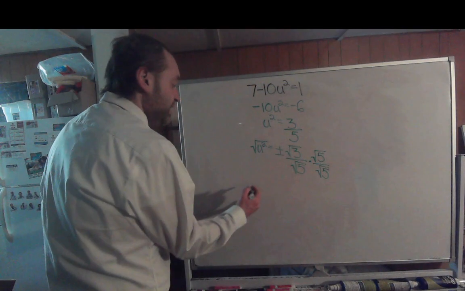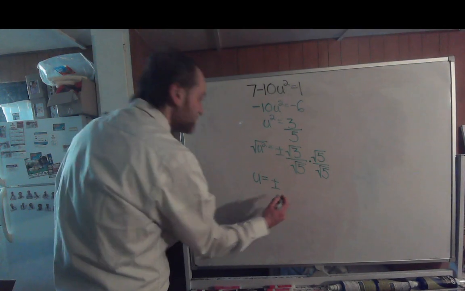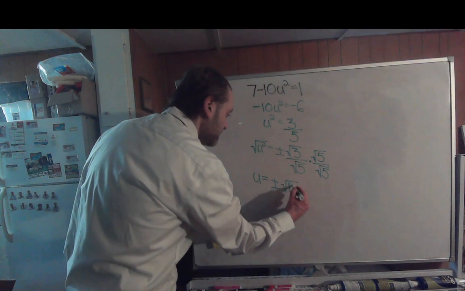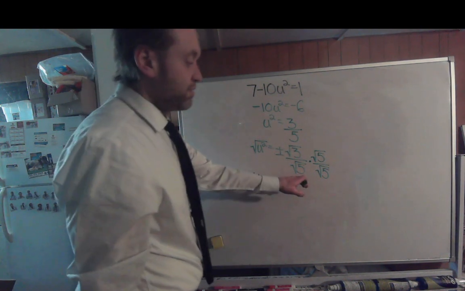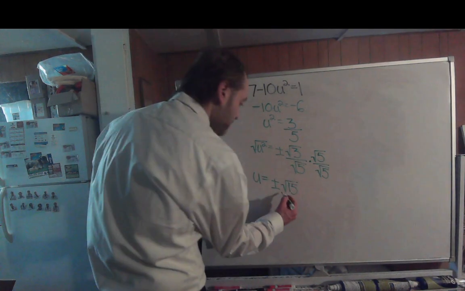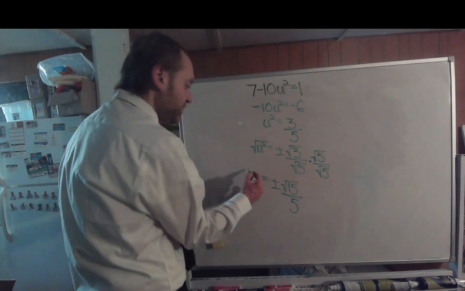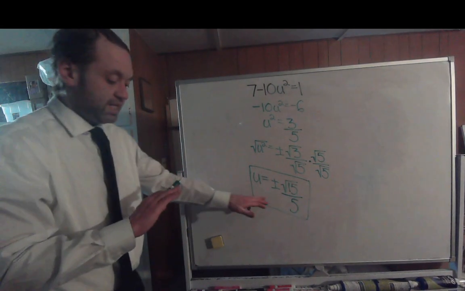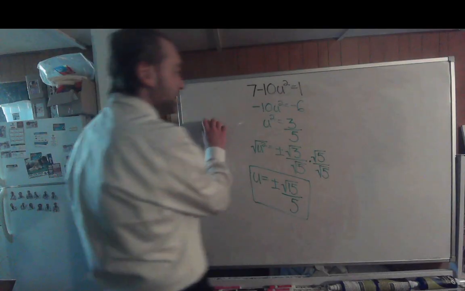So if I do that, I'll end up getting u on the left-hand side would equal plus or minus the square root of 3 times the square root of 5, which is the square root of 15, over the square root of 5 times the square root of 5. If you have the square root of a number times the square root of the same number, it just cancels out the square root. So you would have plus or minus the square root of 15 over 5. That's what u would be equal to. Plus or minus the square root of 15 over 5. I know that one seemed like a doozy.